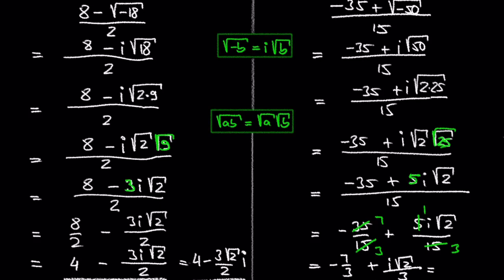If you want, you can also write it as negative 7 over 3 plus the square root of 2 over 3 times I.